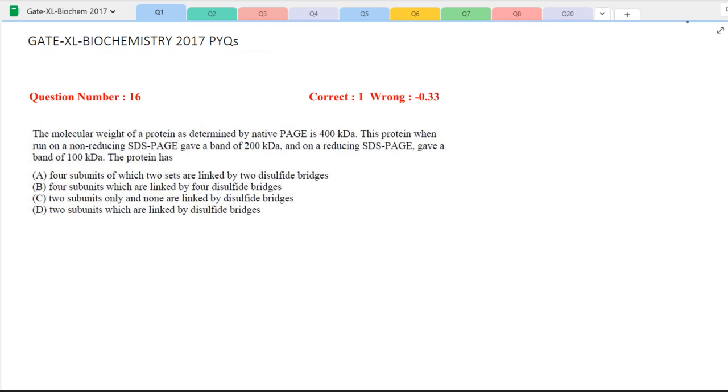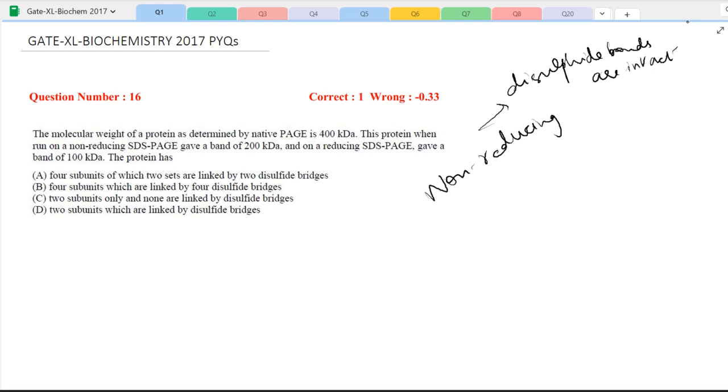So the first question is, the molecular weight of a protein as determined by native PAGE is 400 kilodalton. This protein, when run on a non-reducing SDS PAGE, gave a band of 200 kilodalton, and on a reducing SDS PAGE gave a band of 100 kilodalton. In the non-reducing condition, the disulfide bonds are intact, and here you get a band of 200 kilodalton, which means basically the 400 is broken down into 200 and 200.